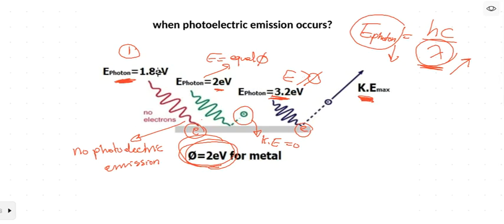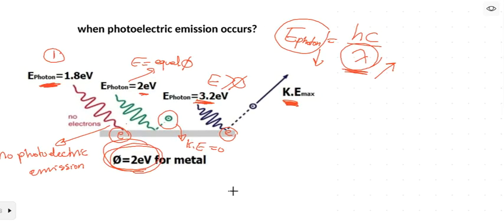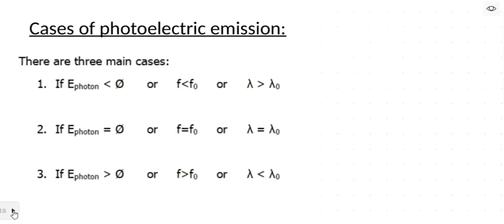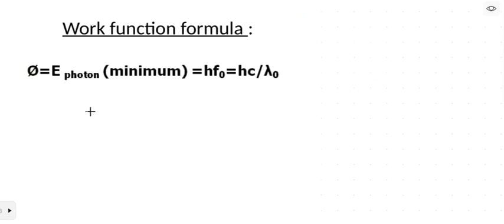So as we see, if we need to draw a conclusion for this explanation, we conclude that to remove electron from the surface of metal or to have photoelectric emission, we need to write a conclusion for that. I prefer to make the conclusion at the end. Now, let's go again to the work function to understand more, then we draw the conclusion.